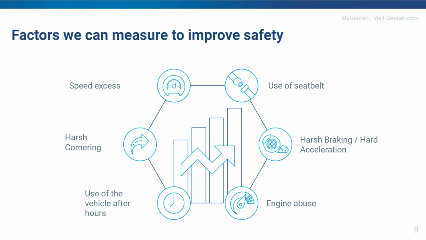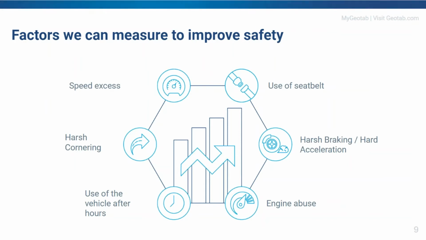Okay, so the factors that we use to measure this and identify these risks, and in turn improve on the safety. Here we can see typically what is measured that can be used to influence better driver behavior and an improved, safer, I say smoother as well, driving style. So speeding, harsh cornering, hard acceleration, harsh braking, engine abuse, or in other words, over revving.